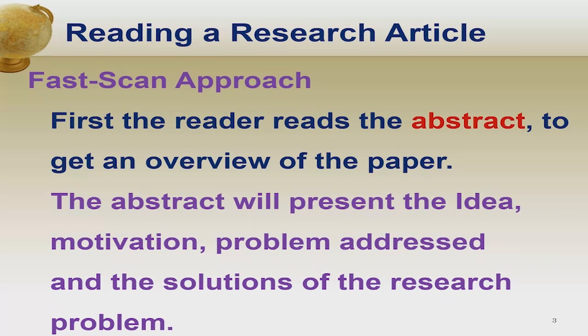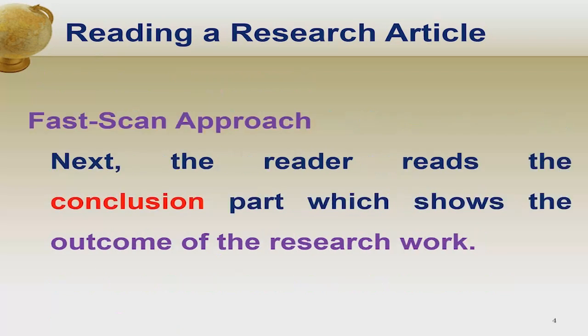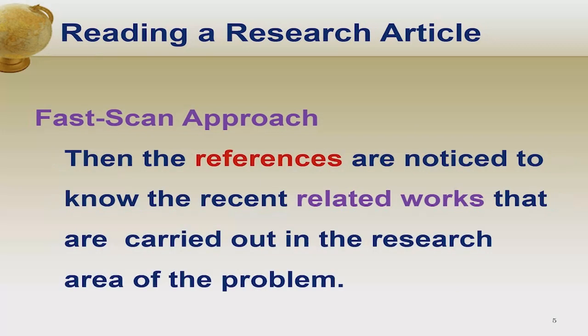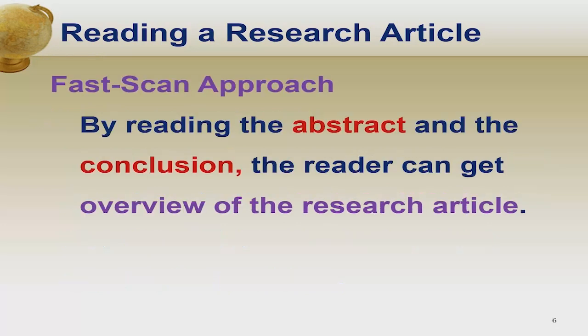The abstract will present the idea, motivation, problem addressed, and the solutions of the research problem. Next, the reader reads the conclusion part, which shows the outcome of the research work. Then, the references are noticed to know the recent related works that are carried out in the research area of the problem. Hence, by reading the abstract and the conclusion, the reader can get the overview of the research article.